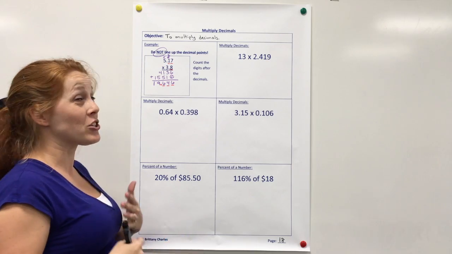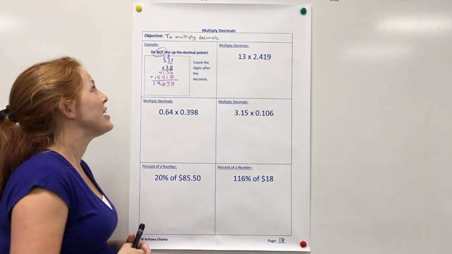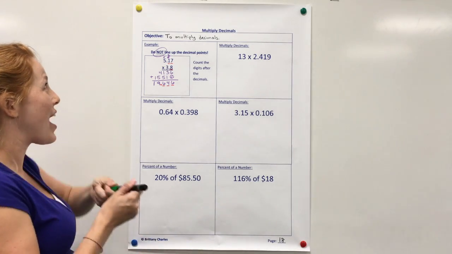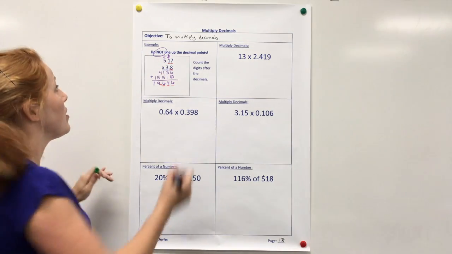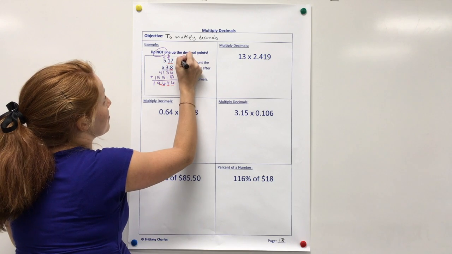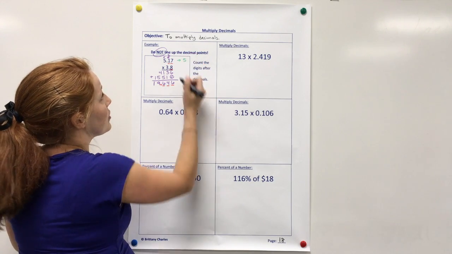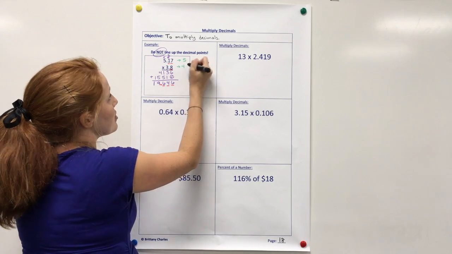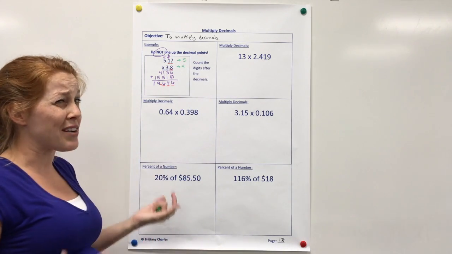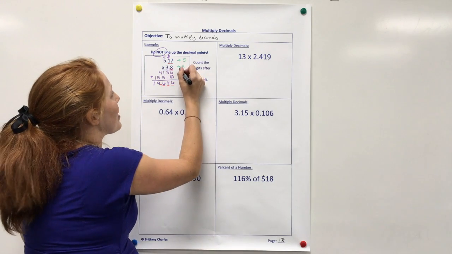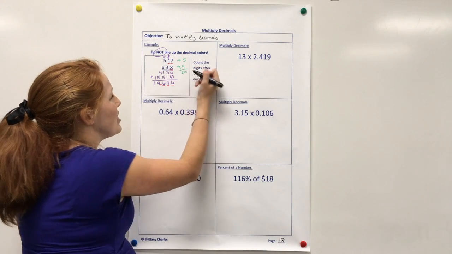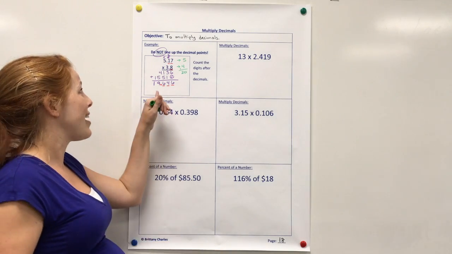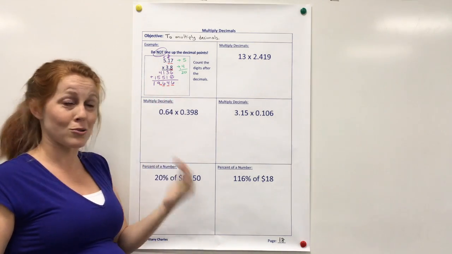Now, a way I can make sure that I put my decimal in the right place is I can look at these two numbers. If I were to round these to a whole number, 5.17 would round to 5. 3.8 would be a little closer to 4. So what's 5 times 4? Well, 5 times 4 is 20. So I know that at the very end, my answer should be close to 20. And 19.646 is close to 20.